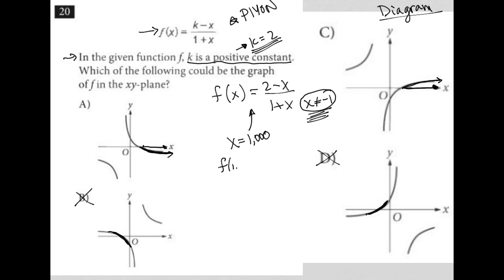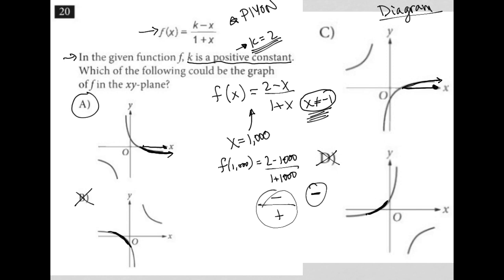So f of 1,000 is (2 minus 1,000) over (1 plus 1,000). And that is going to give me a negative number in the numerator, and a positive number in the denominator, which means overall I should be negative, right? My graph should be negative, and that's how I know that choice A is the better answer here.